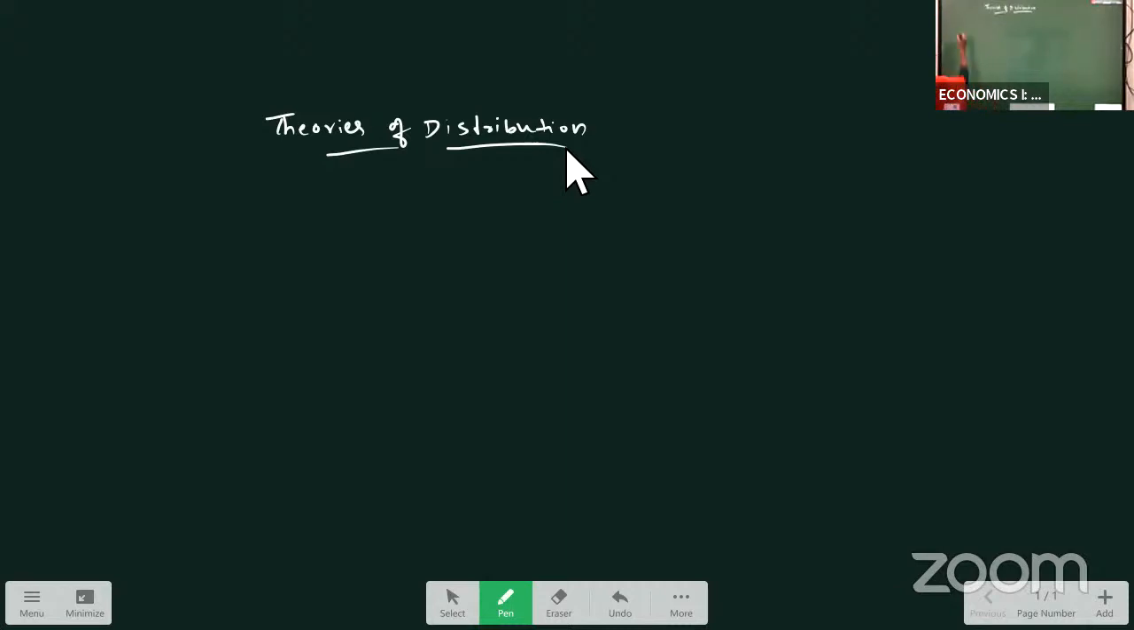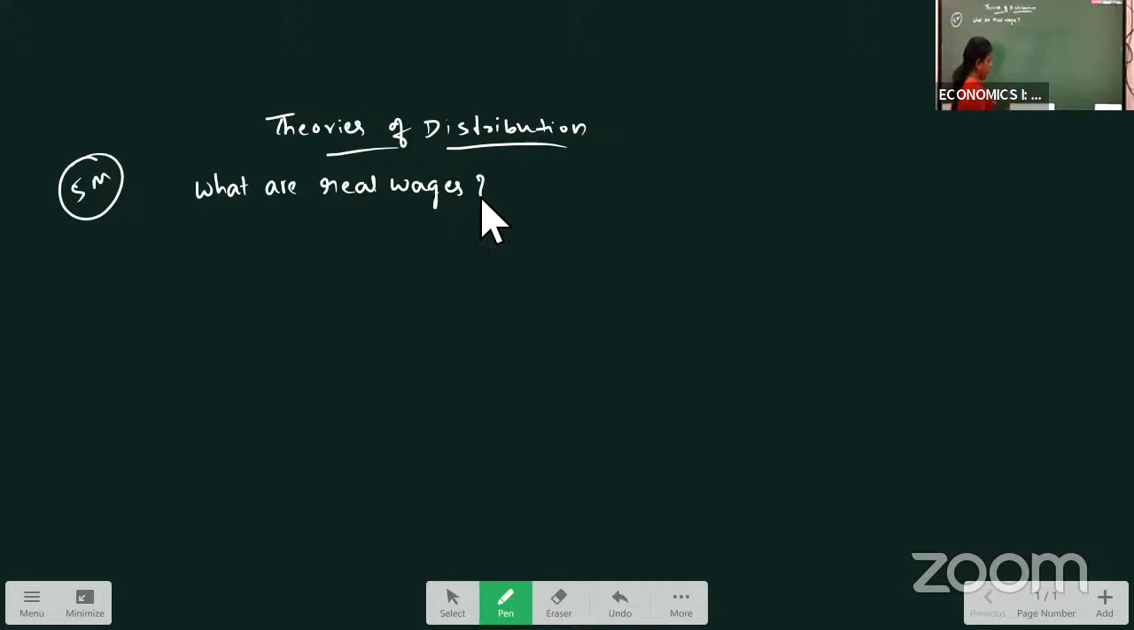The important 5 marks question from this chapter is: What are real wages? What are the factors determining real wages? So your question will be factors determining real wages. Generally, in almost every exam they ask this question: real wages and factors determining real wages.